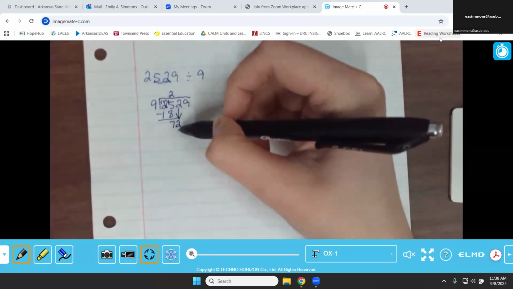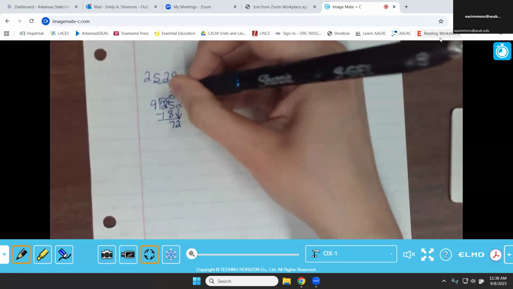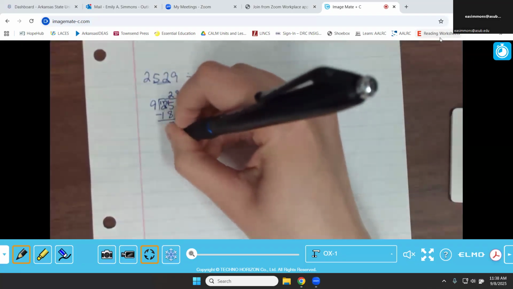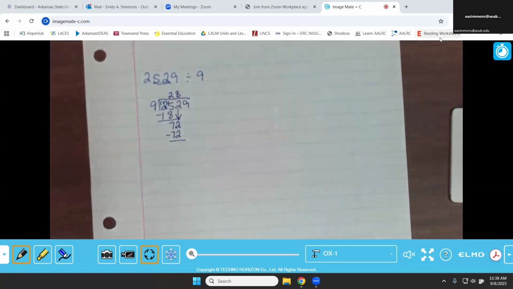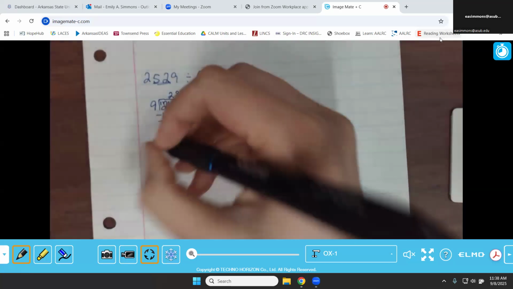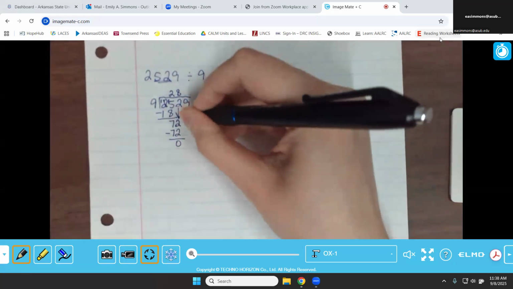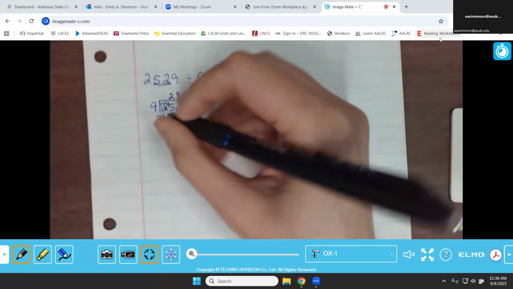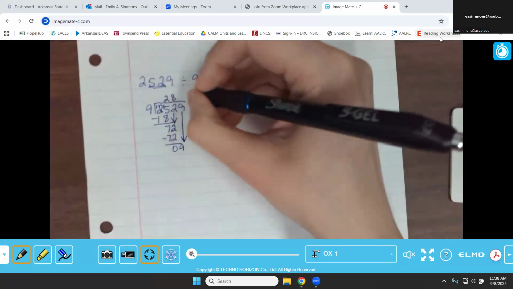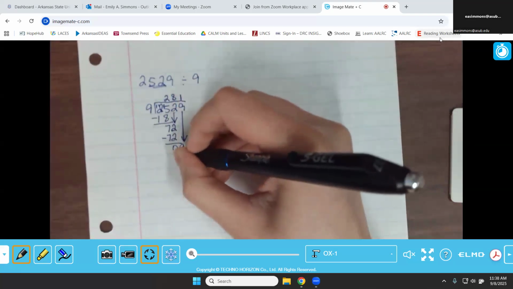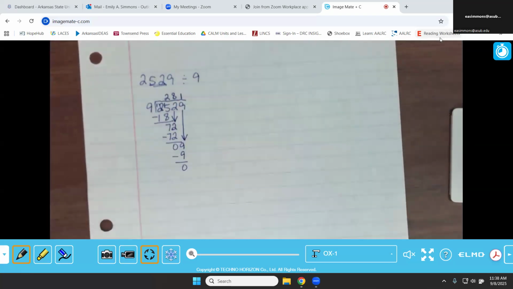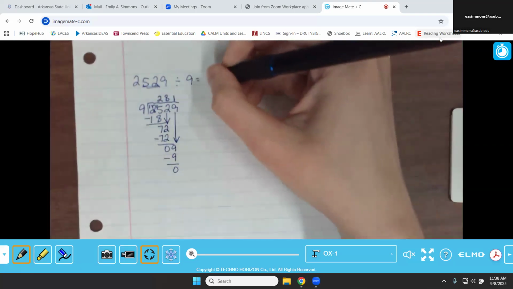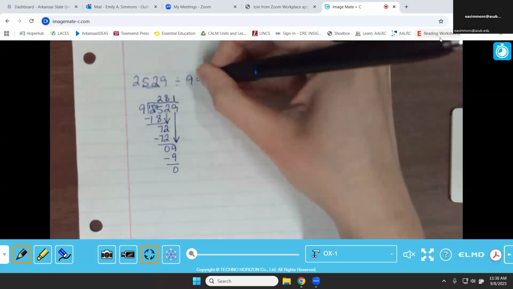9 can go into 72, and it goes in 8 times without going over. And 9 times 8 is 72. So I'm going to subtract 72 from 72 to get 0. And then I'll bring down my last digit from the lineup. And 9 can go into 9 one time. And 9 times 1 is 9. And we're left with a remainder of 0. So 2,529 divided by 9 is 281.